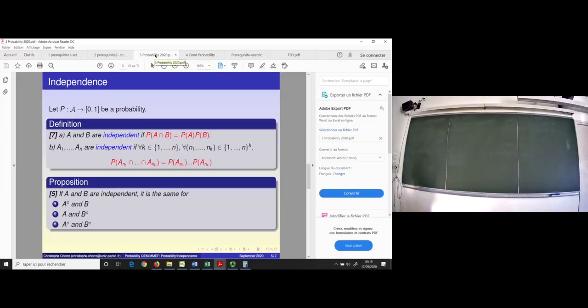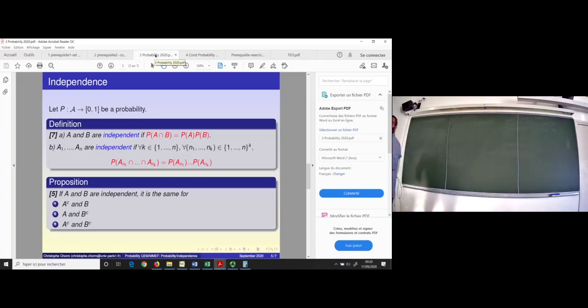It's better like this. So a little proposition. What is the meaning of this proposition? Well, it means that my hypothesis here is that A and B are independent. And I say that if A and B are independent, directly, without supposing anything more, I have the fact that A complementary and B are independent, that A and B complementary are independent, and that A complementary and B complementary are independent. Without extra hypothesis. The only thing I need to know is the independence between A and B. And I have the independence in the other cases.